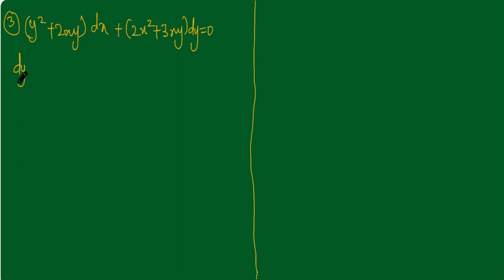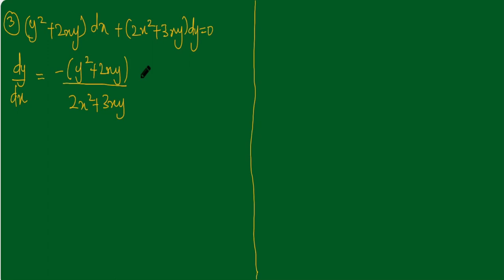So we have dy dx. On rearranging this equation, we have dy dx is equal to minus y squared plus 2xy divided by 2x squared plus 3xy. From this, we see that every term in the numerator and denominator has the same degree, which is degree 2. Hence, they are both homogeneous, and hence the differential equation is homogeneous.